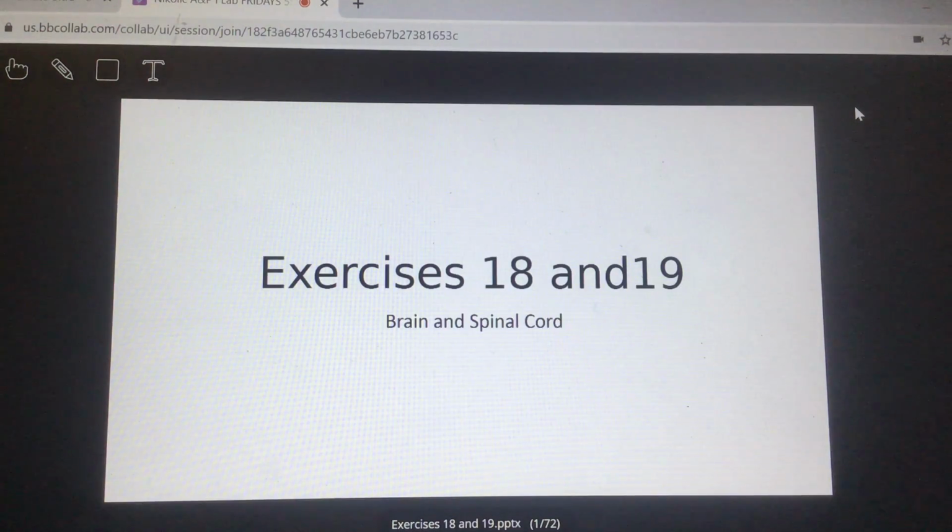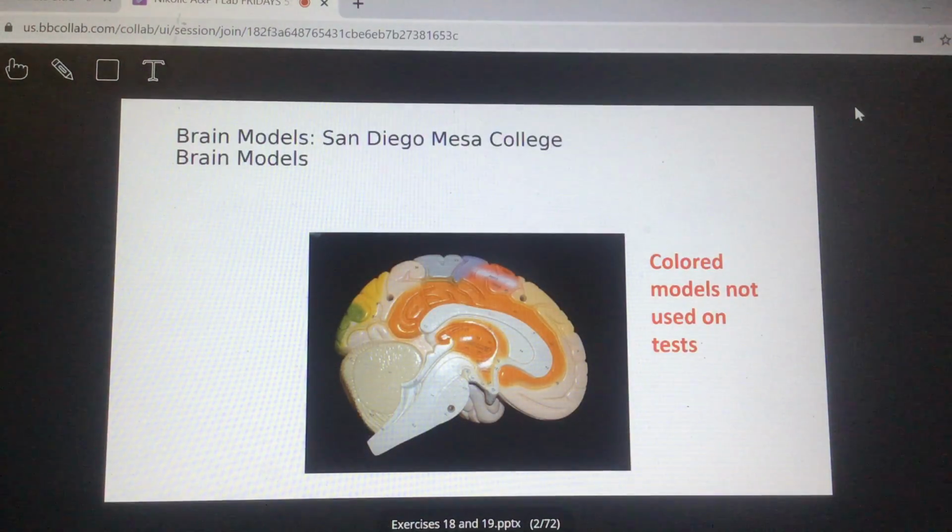So here we're going to do 18. What I want you to notice is that I have yet to see any colored models used as testable material, even though they're on Blackboard. So you can use the colored models to help you out, but I would learn all the beige models, because I don't want you to focus on one type and then not get the questions correct. So again, I have not seen us use colored models. And we have them in lab and they're on Blackboard. So just keep that in mind.